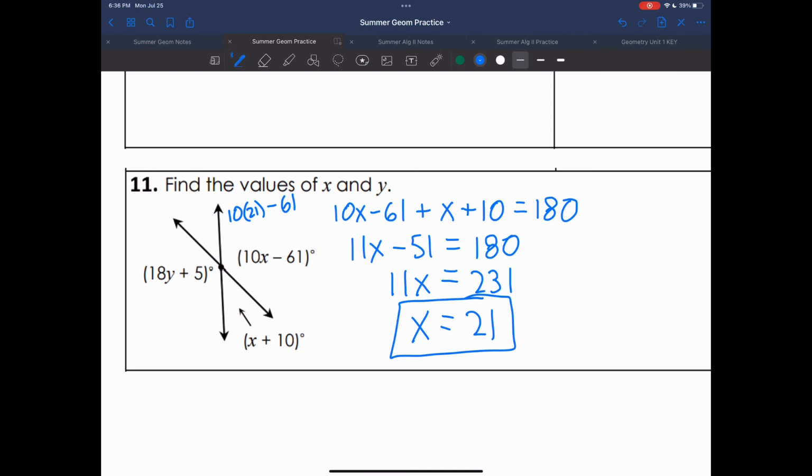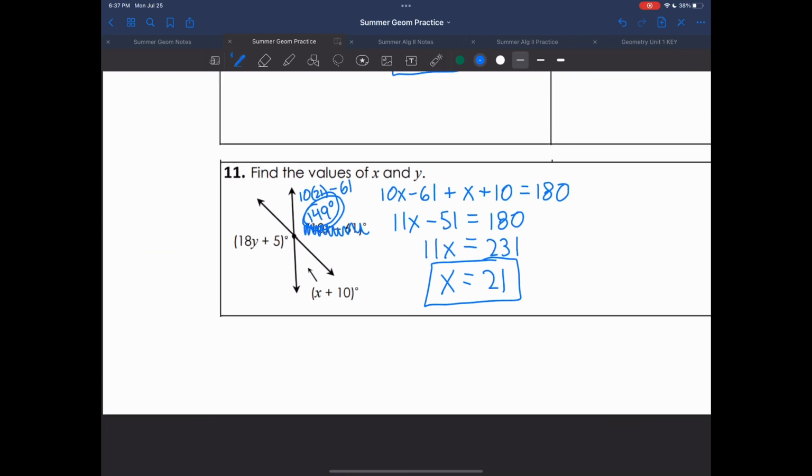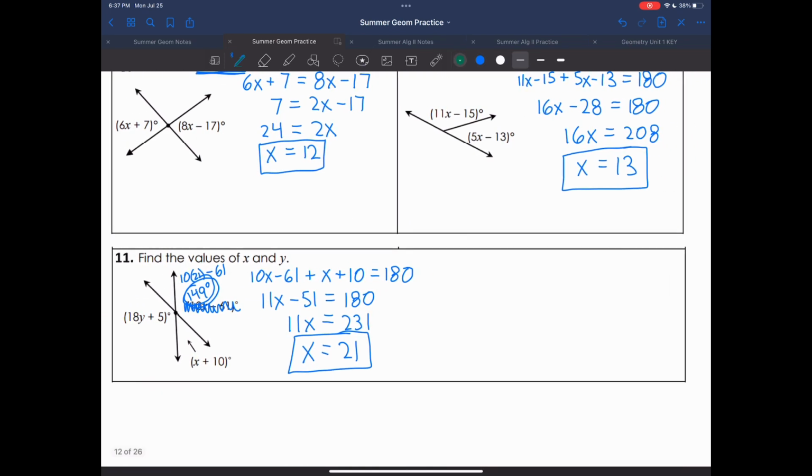10 times 21, well, that's 210, and then subtract 61. That's going to give me 149 degrees right here. Okay, so instead of this little expression, I know that angle actually equals 149 degrees. So do you see what you could do from here maybe? You could actually set this equal to 149 instead of equal to that full expression right there. We know what it equals now. It equals 149. So I'm going to do that off to the side. I'll do this in a different color. So I'm going to take that 18y plus 5 and set that equal to 149. And now I solve for my y variable.